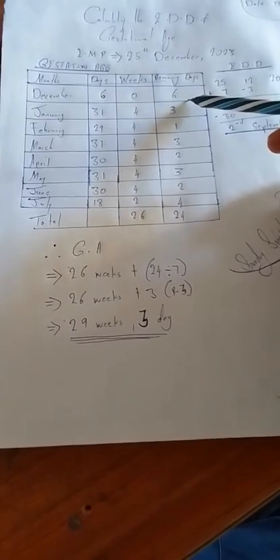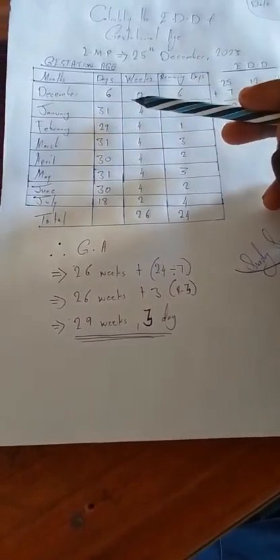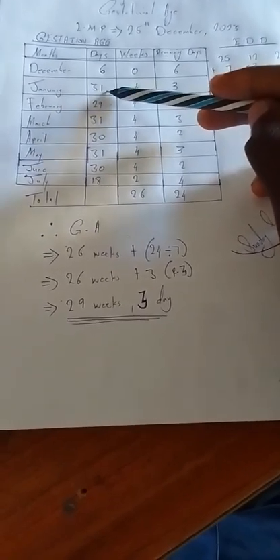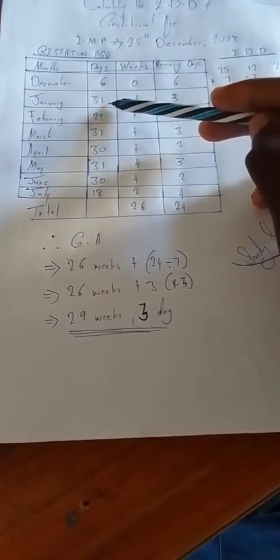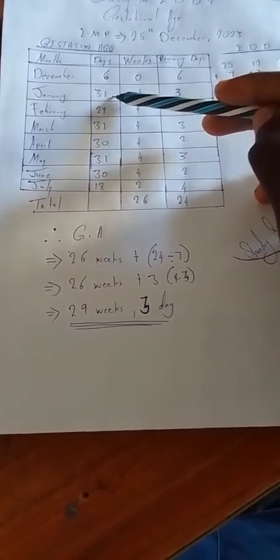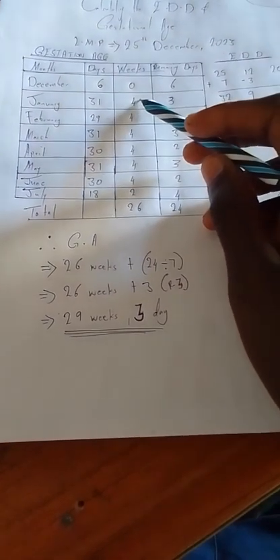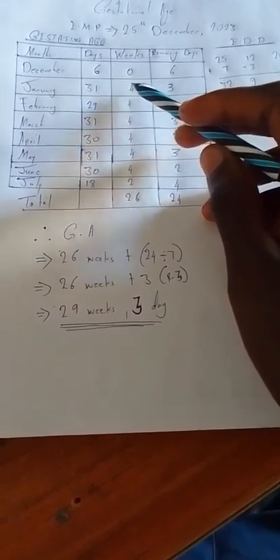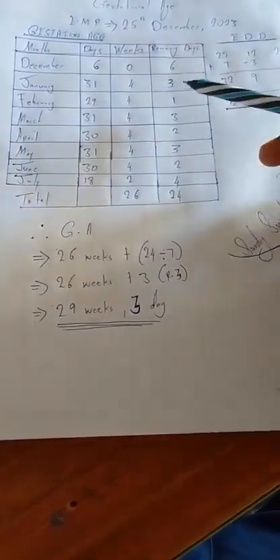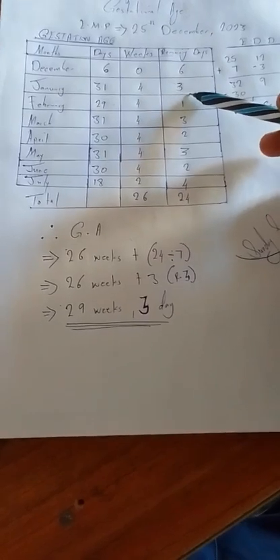Then from there, we go to the second month, which is January. January has 31 days, so here we write all 31 days. In 31 days, we have how many weeks? We have 4 weeks, so we write our 4 here. In 4 weeks, we have how many days? We have 28 days. So we subtract that 28 from 31, and we get 3. So we write our 3 here.